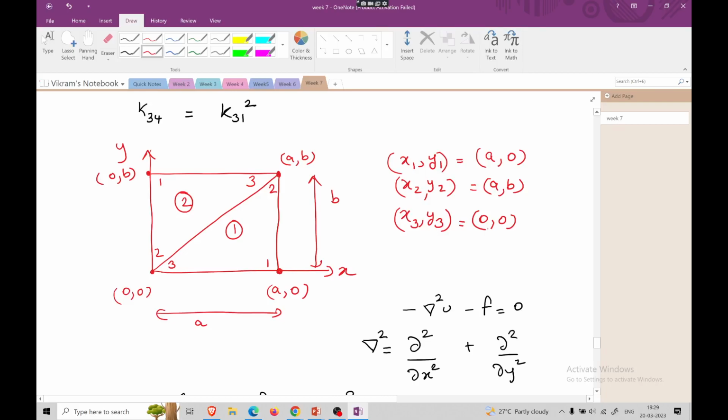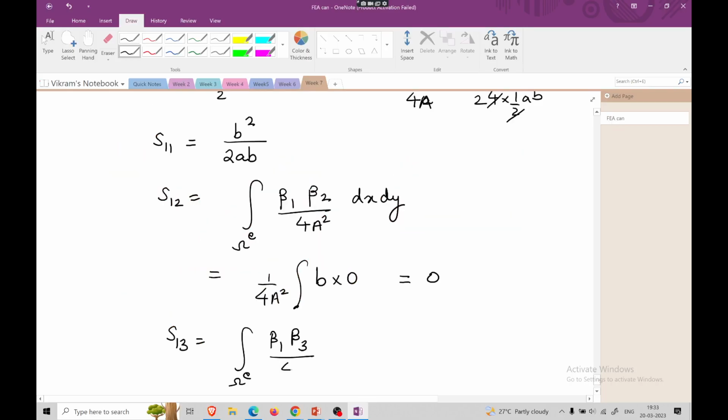What is S13? Integral over the element beta 1 beta 3 by 4a square dx dy. Beta 1 is y2 minus y3, which is b. What is beta 3? y1 minus y2, which is minus b. So this will be equal to b into minus b by 4a square dx dy. So minus b square by 4a square into area. So this will be minus b square by 2ab, right?